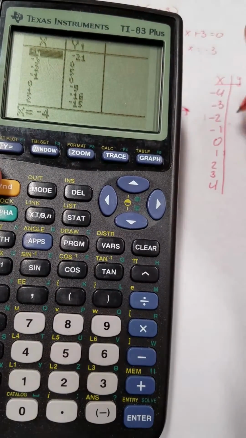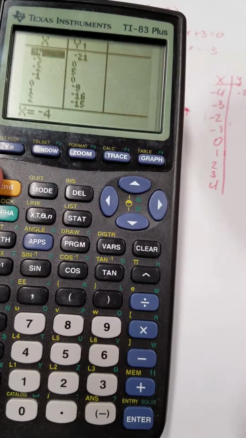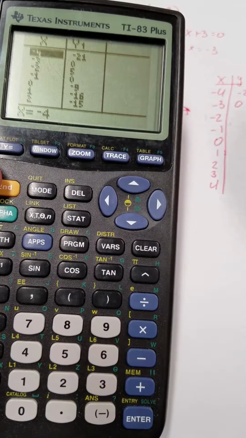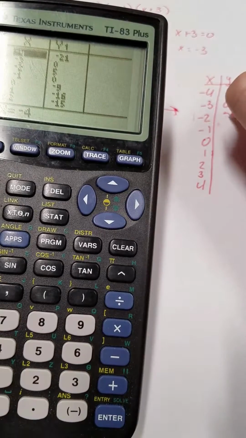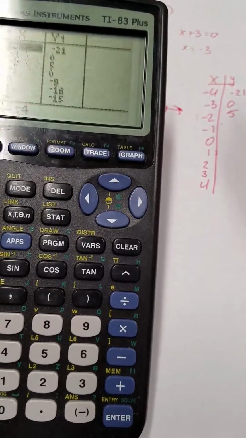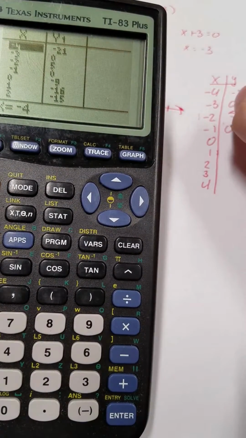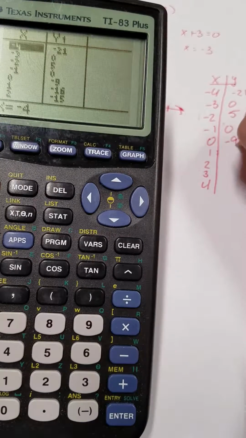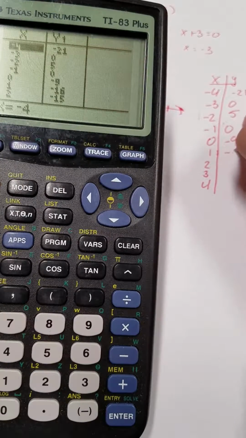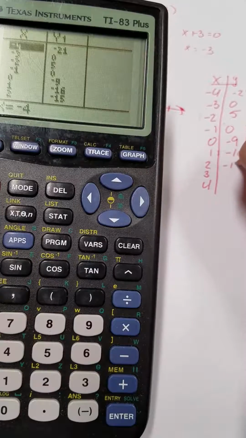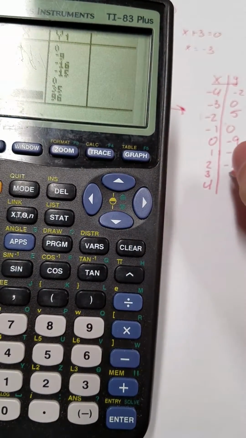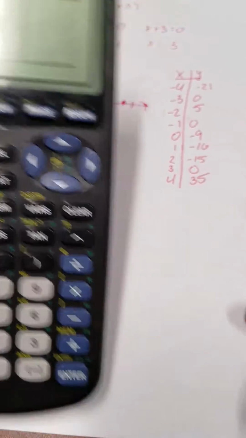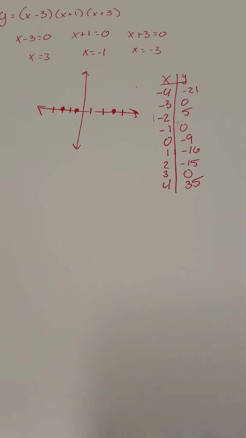So negative 4 is at negative 21. Negative 3 is at 0. Negative 2 is at positive 5. Negative 1 is at 0. 0 is at negative 9. 1 is at negative 16. 2 is at negative 15. 3 is at 0. 4 is at 35. All right? So we have all of our values.